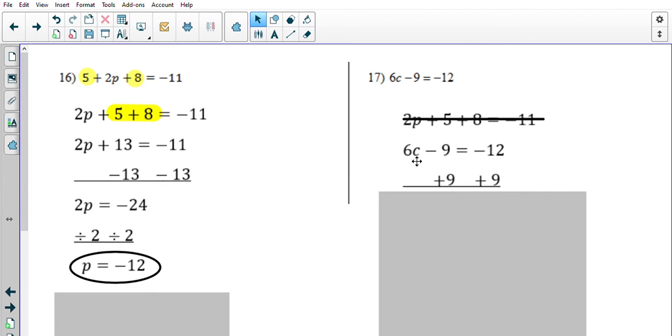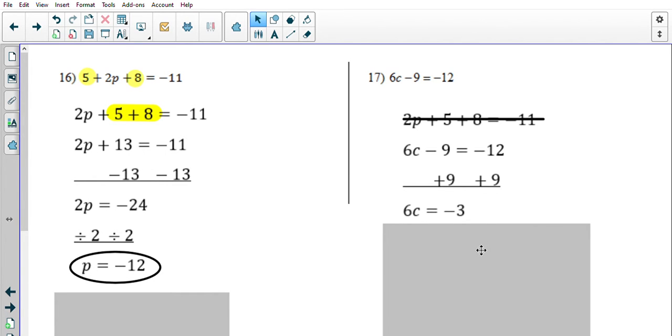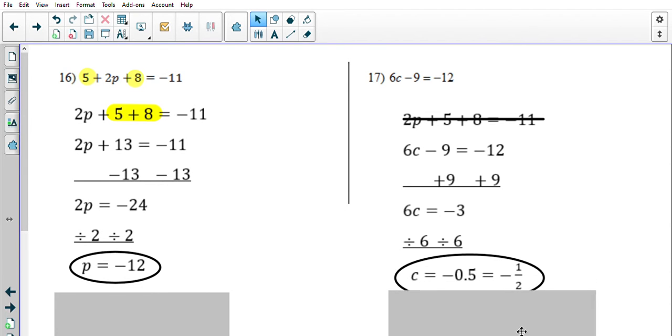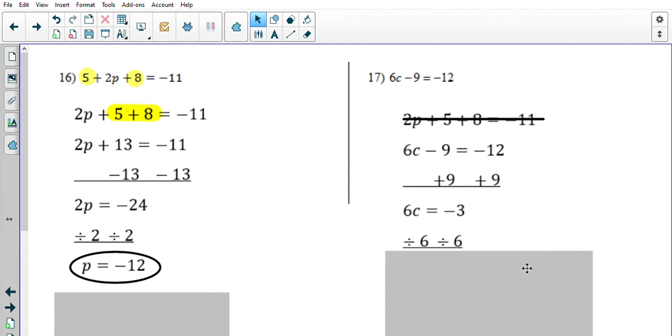The inverse of subtracting by 9 is to add 9. -12 plus 9 gets us -3. So we have 6c equals -3. The inverse of multiplying by 6 is to divide by 6. So in your calculators, make sure that you're working top to bottom. So you want to do -3 divided by 6. Division is not commutative. And you end up getting a solution of -0.5 or -1/2.